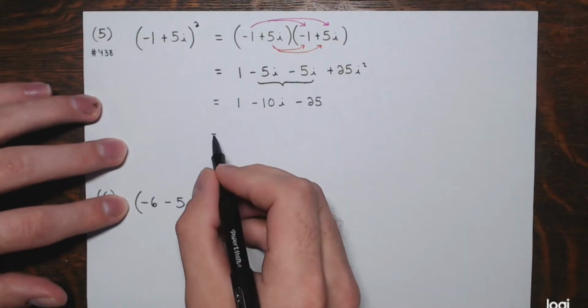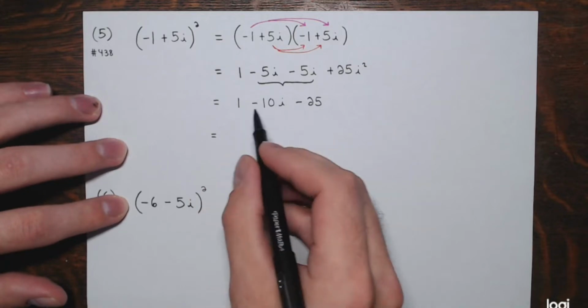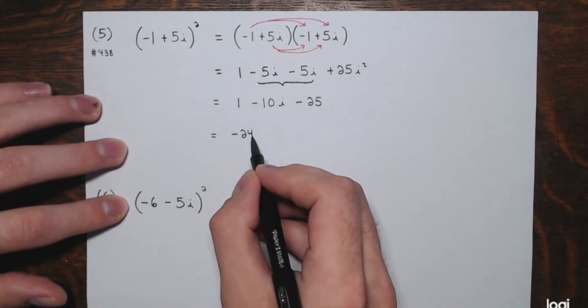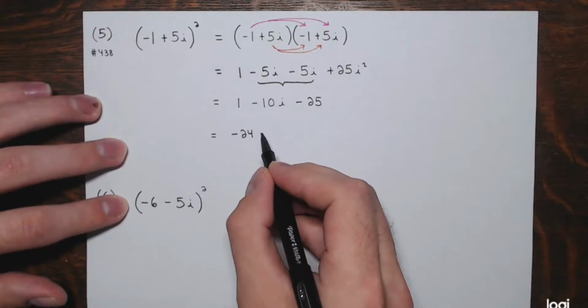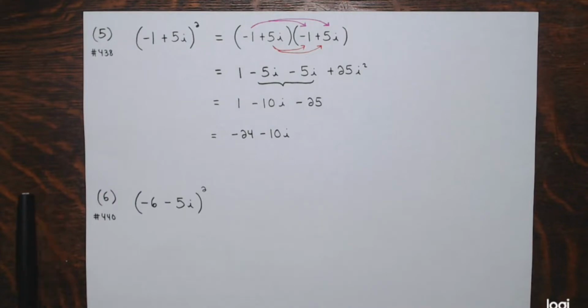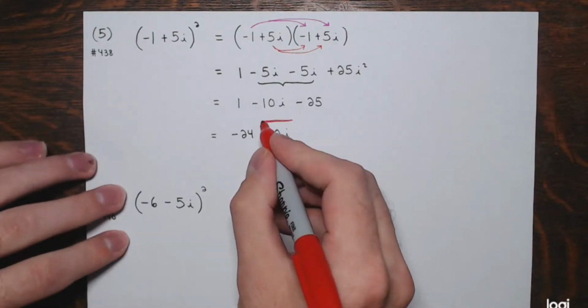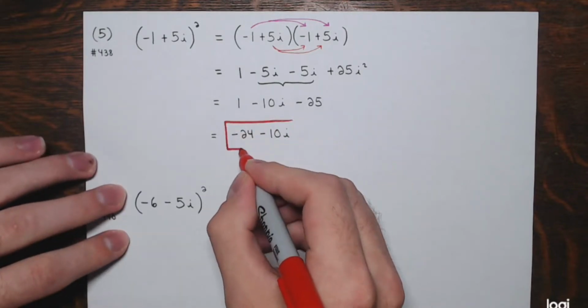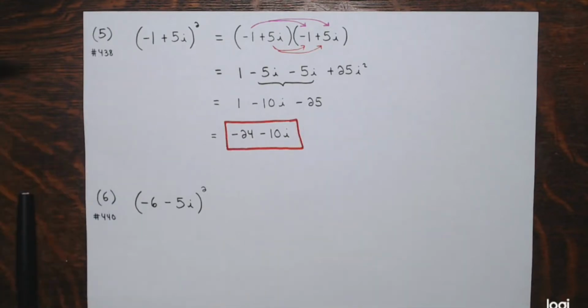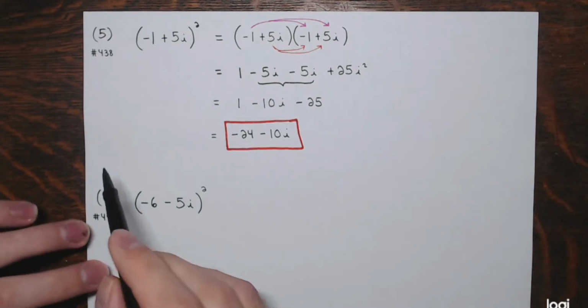And then I combine the real numbers. 1 minus 25 is negative 24. And then you still have this minus 10i term. Fantastic. And there's my final result in the standard form for a complex number, negative 24 minus 10i. And again, I leave it to you to check that.